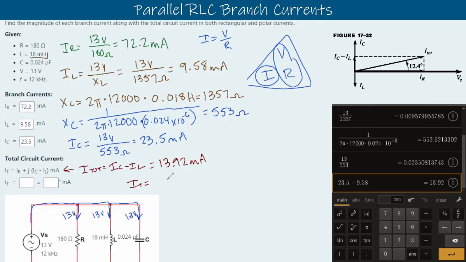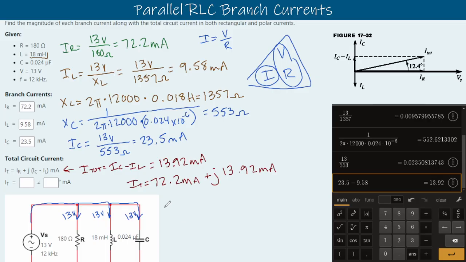We can plug in for the total current IT in rectangular form. And we know our IR is 72.2 milliamps, and that is a plus j for the back half here of 13.92 milliamps. And so now we just need to convert this over to polar form from rectangular form. That's our square root equation. We'll apply that here, and that'll be our final answer for this one.